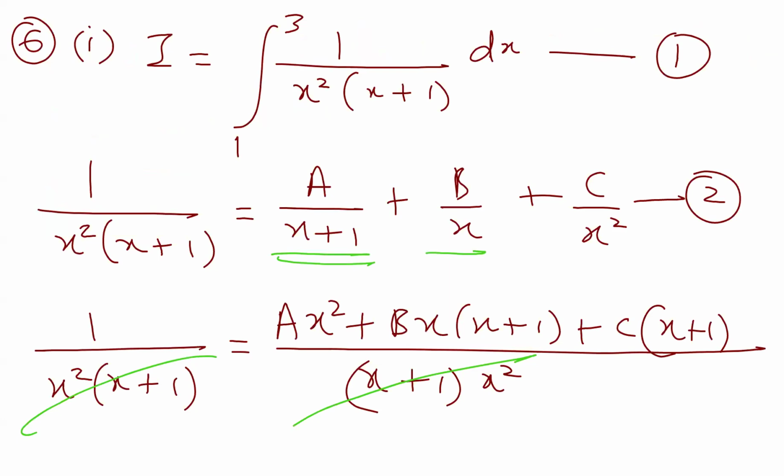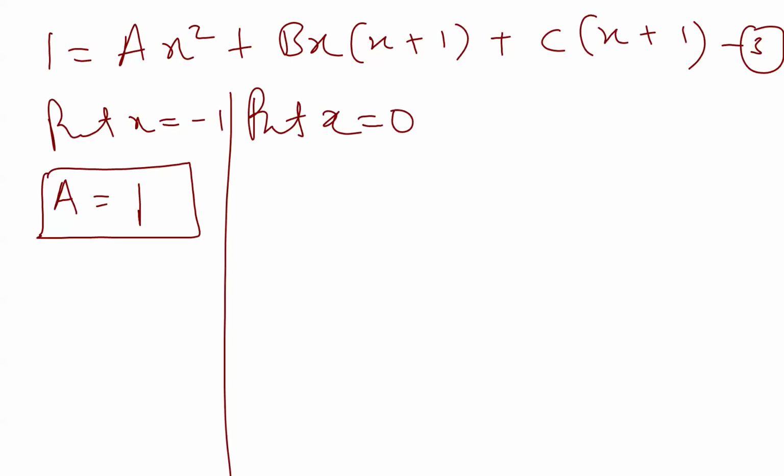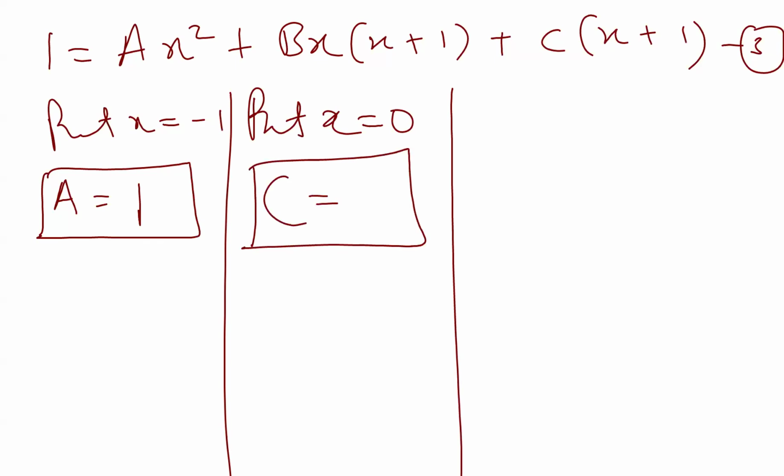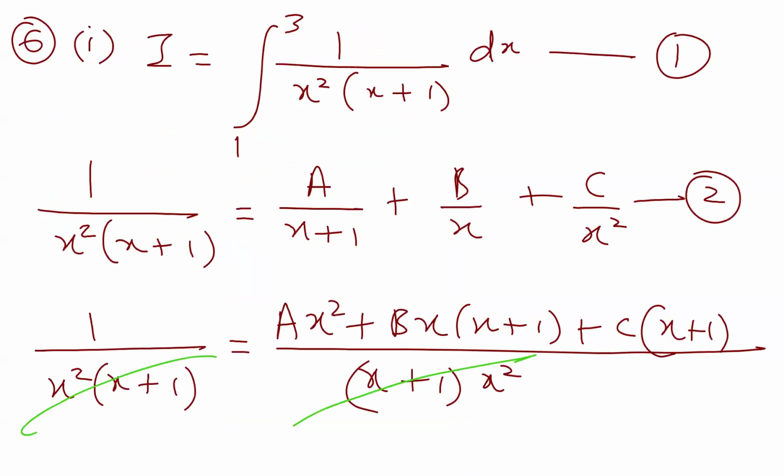Second critical value. Equate x to 0. Put x equal to 0 in 3. So C is equal to what? Will you tell me, guys? What is C? C is equal to 1. Now third time, if we take x square equal to 0, we'll get x is equal to 0. So don't put x as 0 again. We'll get the same value of C.